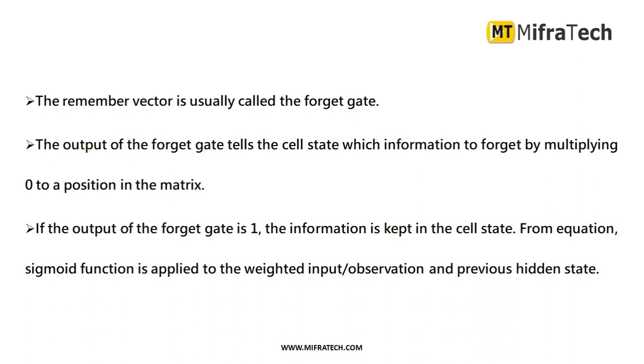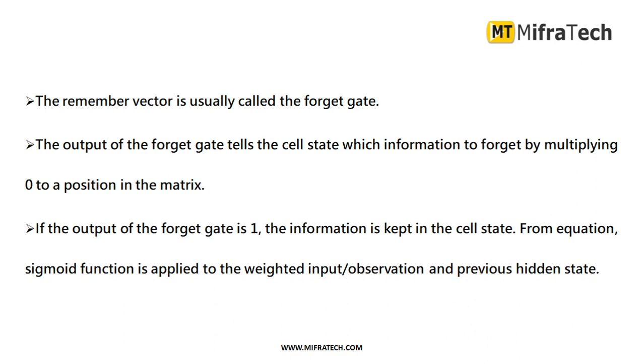That will be helped by the forget gate to do that. If the output of the forget gate is 1, the information is kept in the cell state. That is the main meaning of the forget gate output being 1: the information will be kept in the cell state. From the equation, the sigmoid function is applied to the weighted input and the previous hidden state.